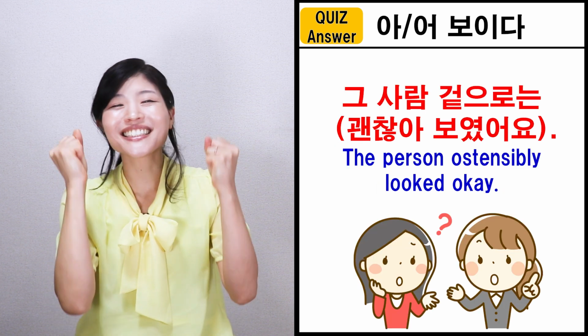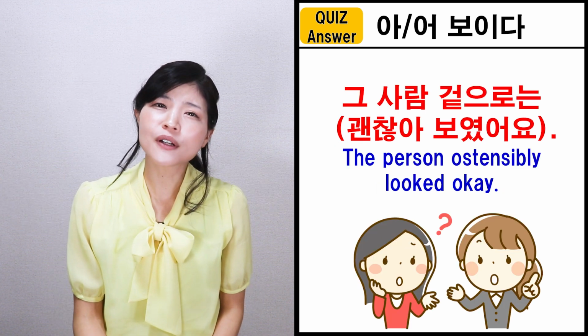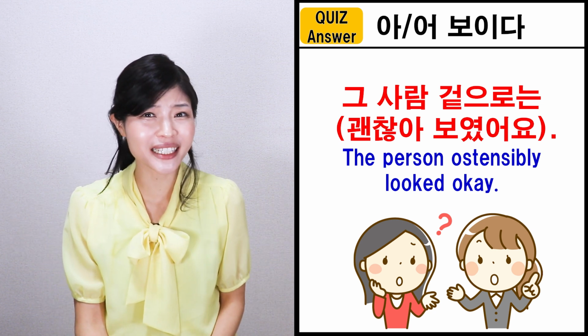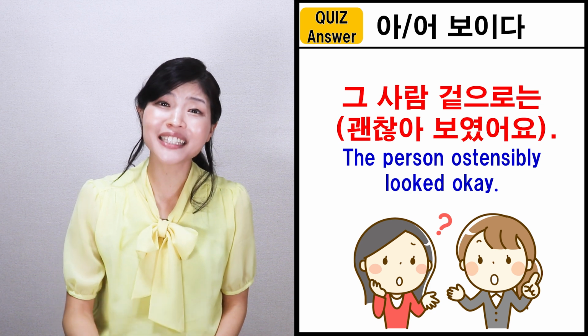Now, let's read it together. 그 사람 겉으로는 괜찮아 보였어요. What? How was he actually? Please read it as if you were telling your friend.